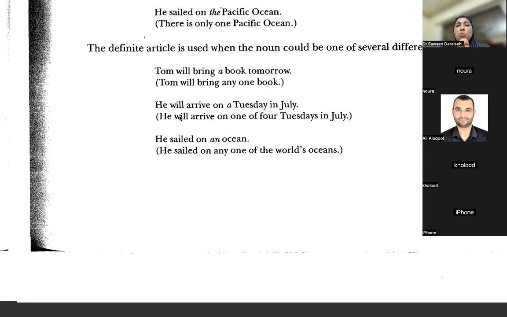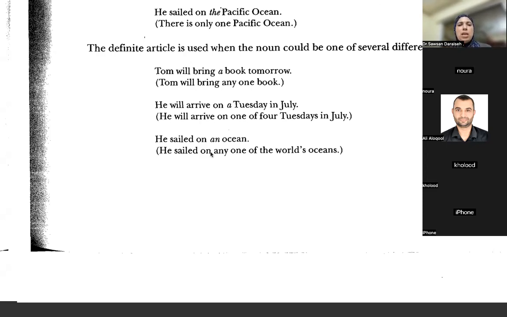So he will arrive on one of 4 Tuesdays. It could be the first Tuesday, or the second, or the third, or the fourth. See how there are options? It's not a specific Tuesday when someone says something like this, okay? He will arrive on a Tuesday in July. So this is the explanation: he will arrive on one of the 4, either the first week, or the second week, or the third week, or the fourth week in July, right? But it should be a Tuesday.